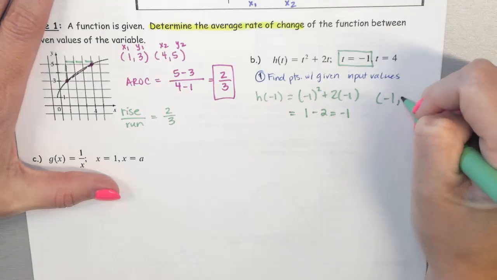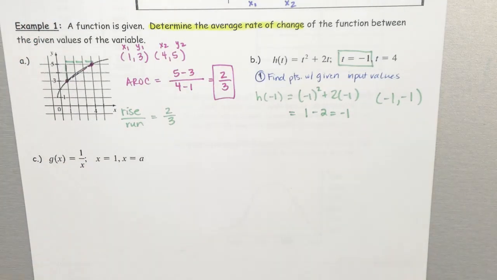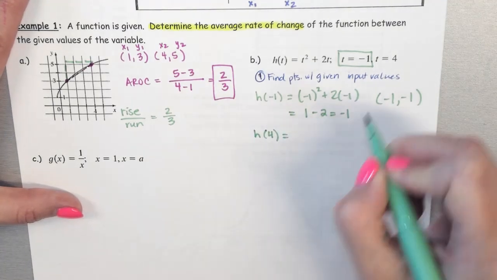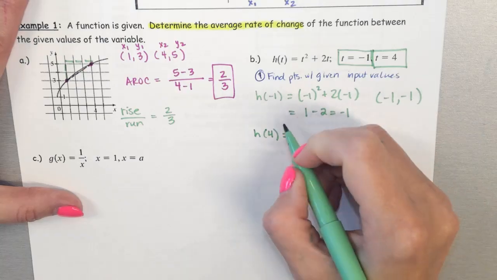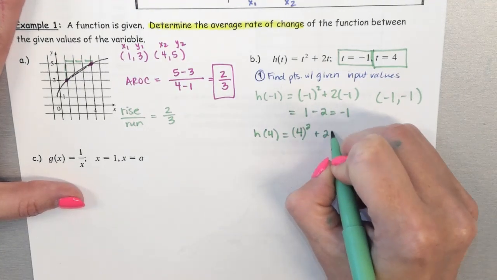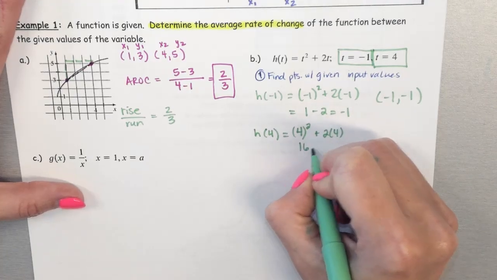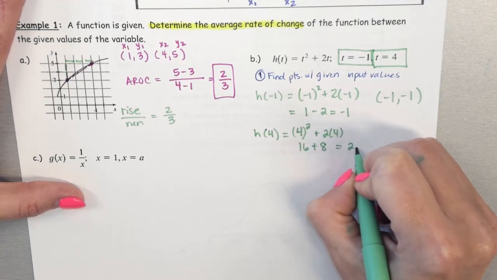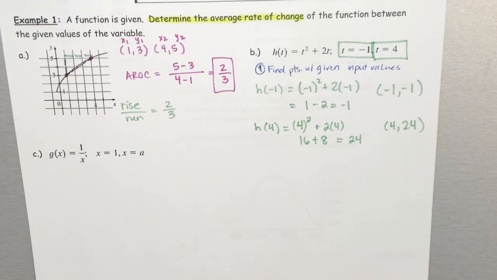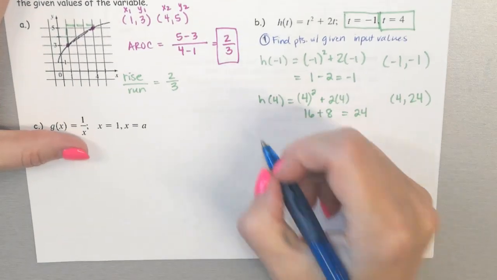And then we're going to write our answer as a point here. And then h of 4, the second. So you have 4 squared plus 2 times 4, which is 16 plus 8, which is 24. So (4, 24) is going to be our second point.